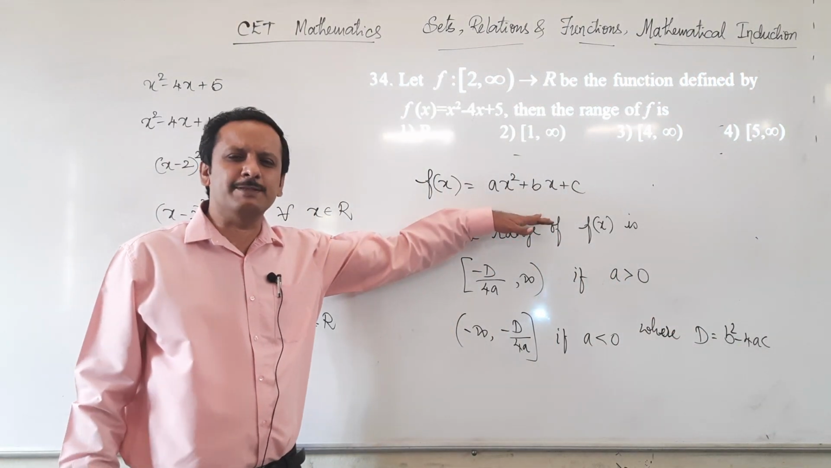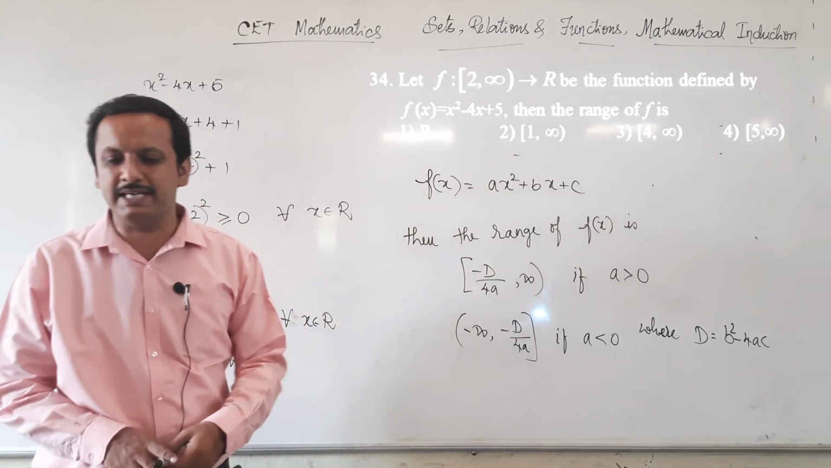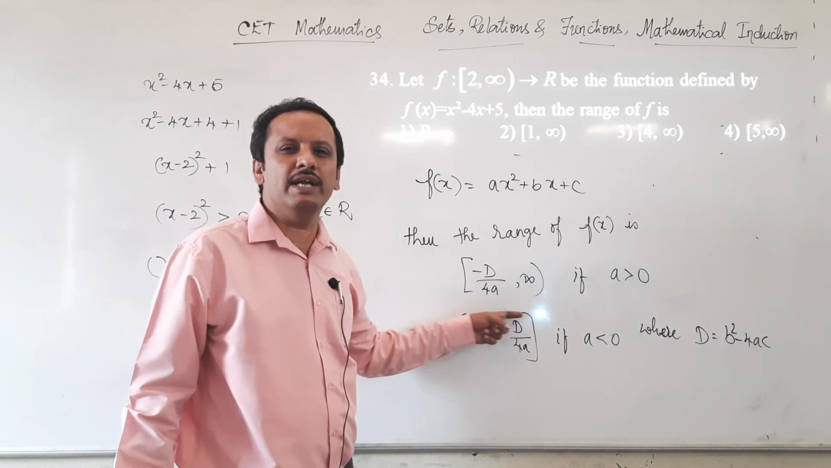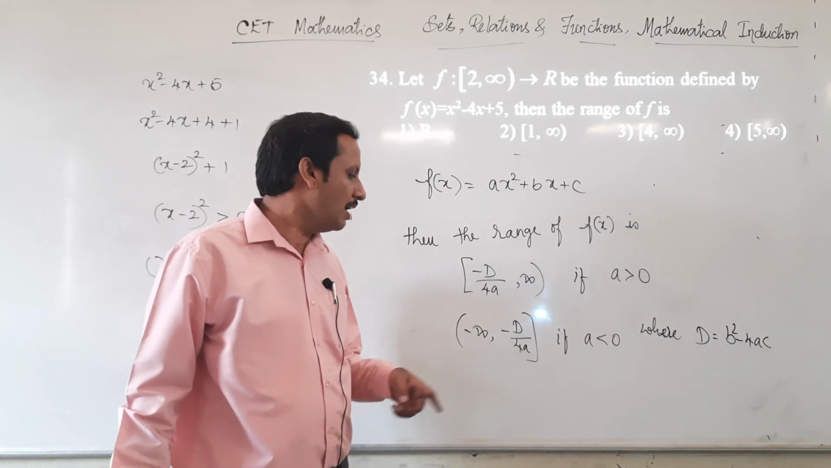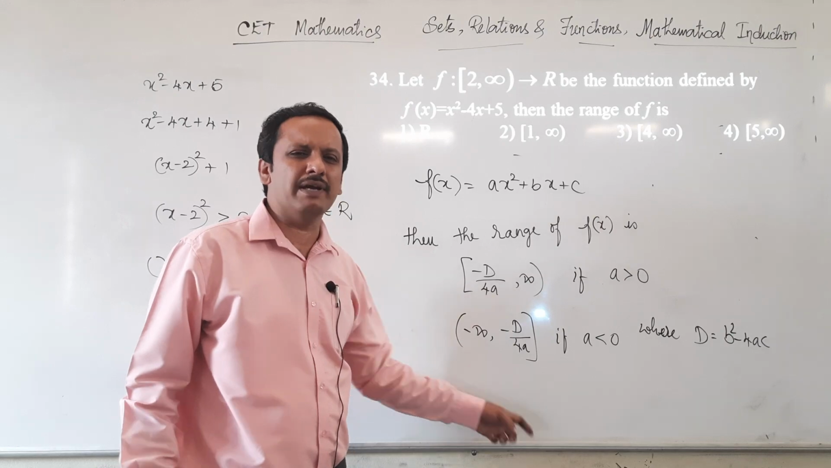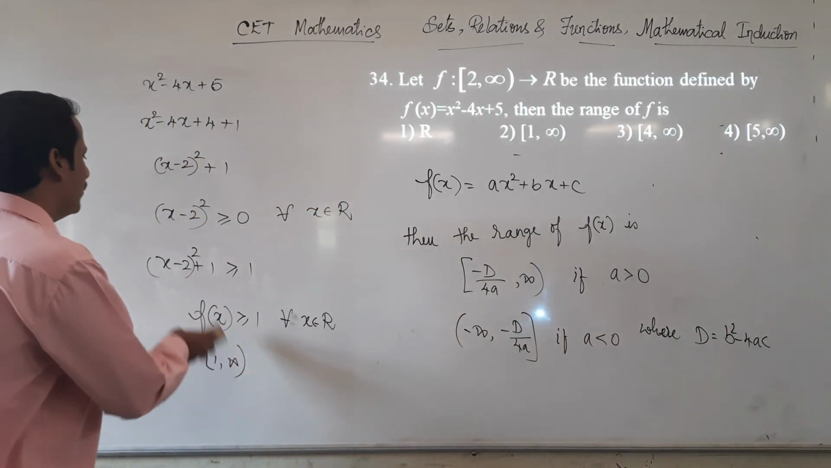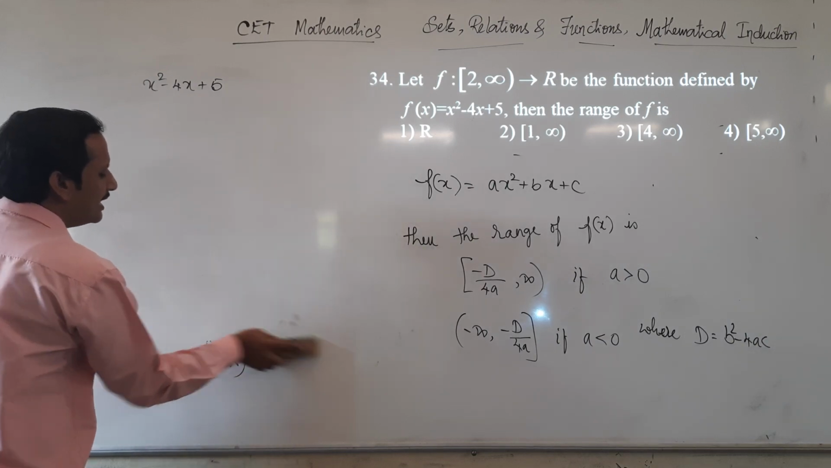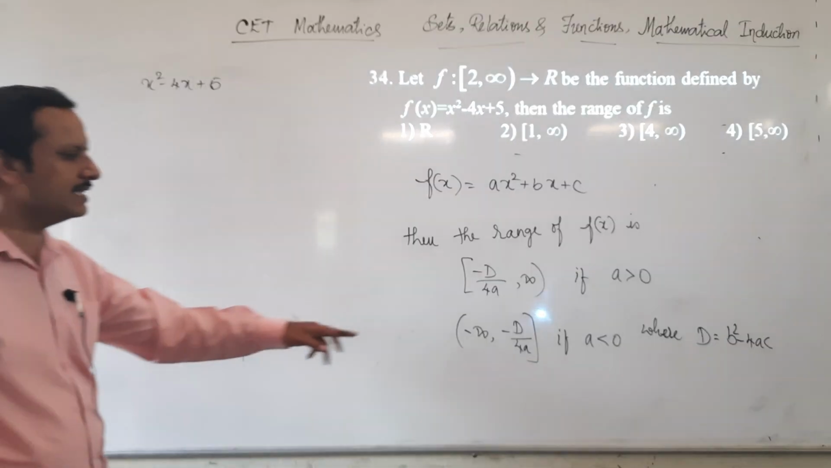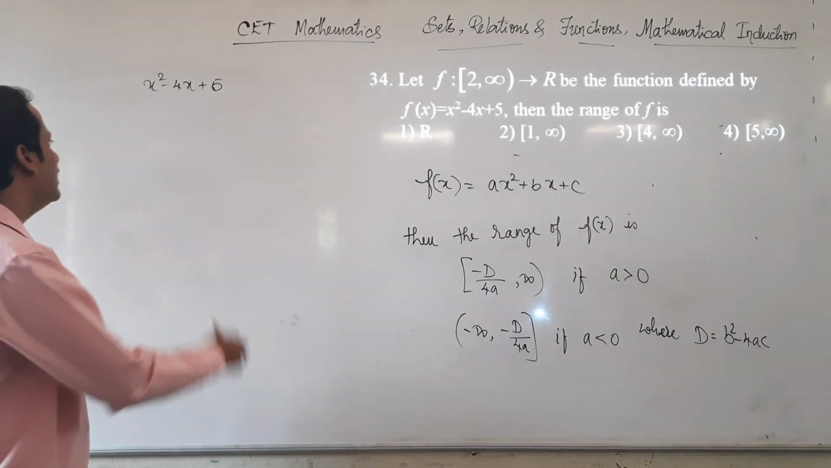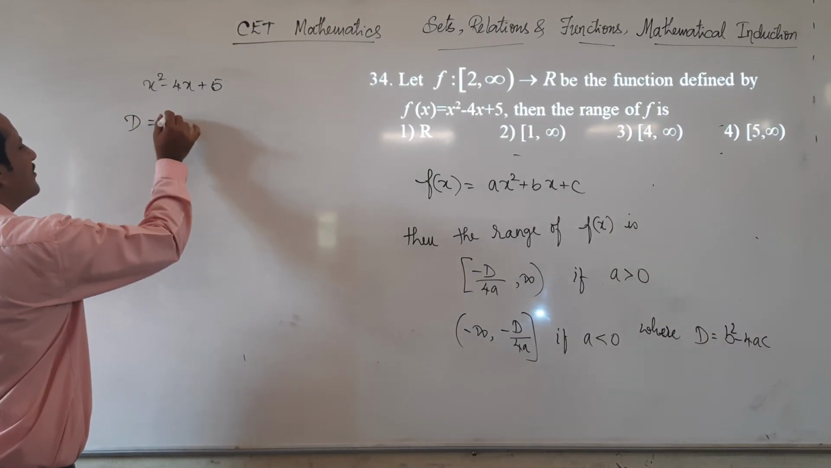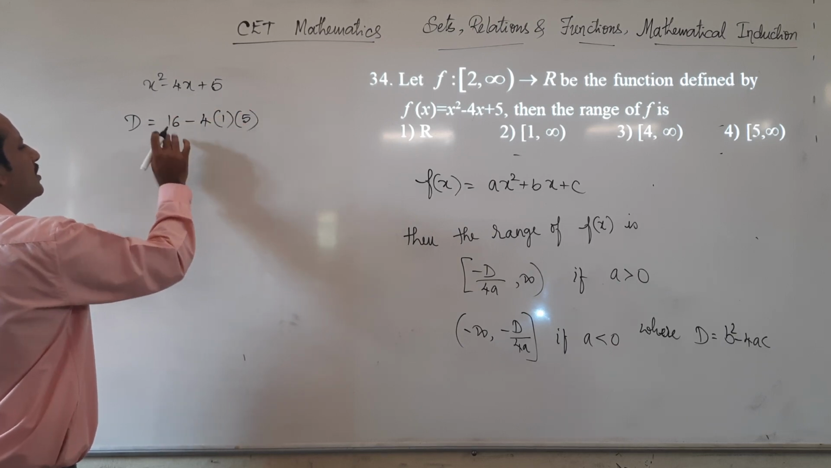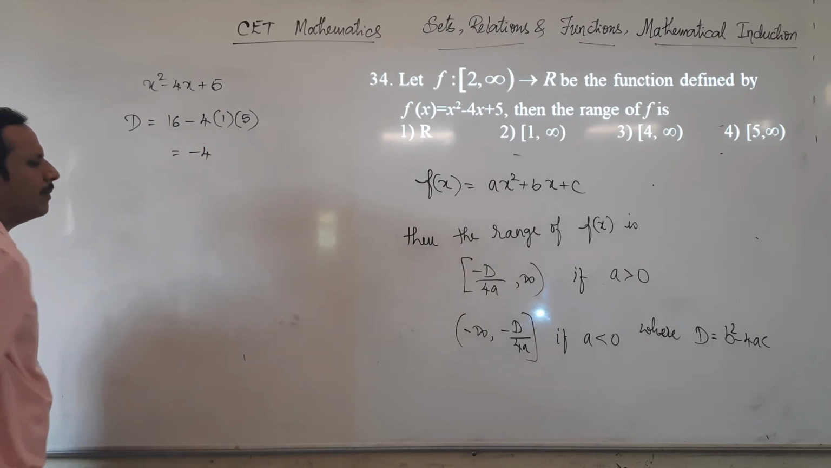For any quadratic expression f of x equal to ax square plus bx plus c, you can use this formula. Okay. If a is positive, minus D by 4a to infinity, closed at minus D by 4a. And if a is negative, the range is minus infinity to minus D by 4a. So in this case, x square minus 4x plus 5, a is 1, which is positive, so the answer is minus D by 4a to infinity. Let us see what D is. D is b square, 16, minus 4ac, 4 into 1 into 5. So 16 minus 20 will give you minus 4.